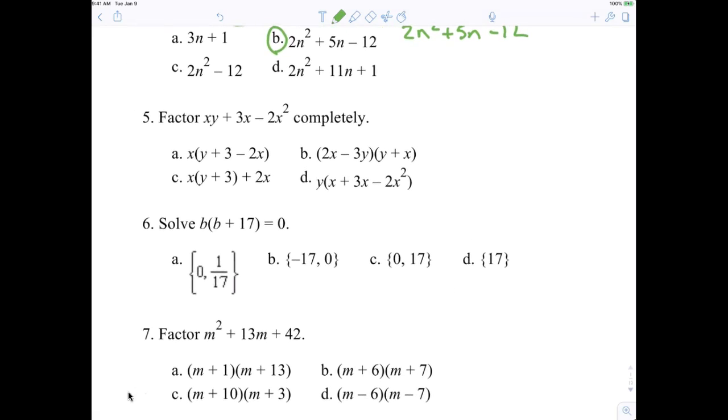All right. Number 5. Factoring completely. Remember, remind yourself, always look for what? GCF. That's where most people make a mistake. They don't pull out the GCF first. All right? So what is the GCF here? X. So we pull out an X, and then what's left behind? Y plus 3 minus 2x. So the correct answer here is A.